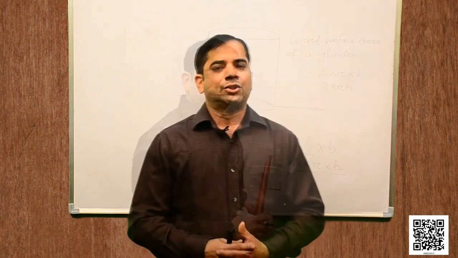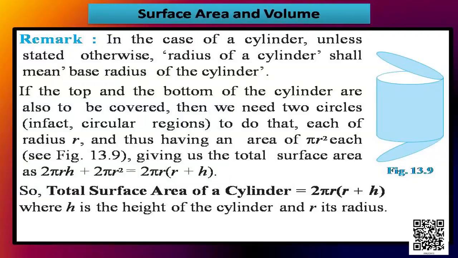Okay, students, so we have found out the formula for the curved surface area of the cylinder, that is 2 pi r h. What is r? It is the radius of the base, because the base is circular, and h is the height of the cylinder. Okay. In the case of a cylinder, unless stated otherwise, radius of a cylinder shall mean base radius of the cylinder. If the top and the bottom of the cylinder are also to be covered.